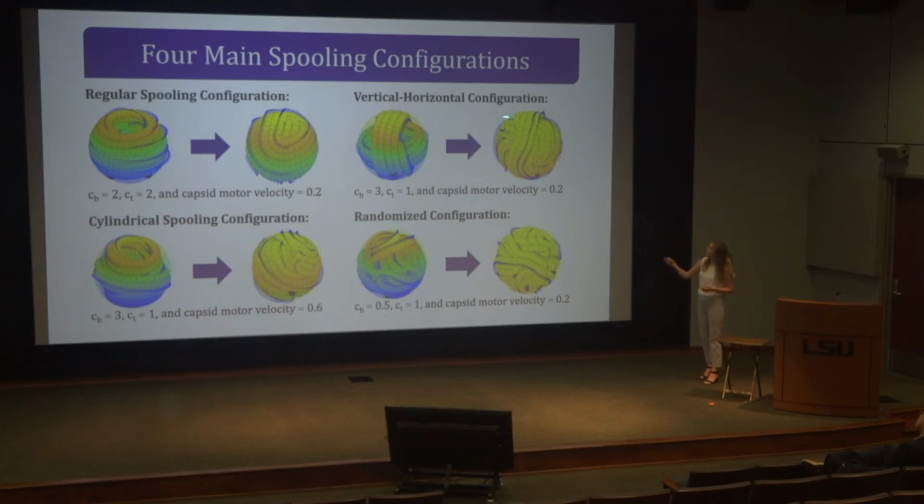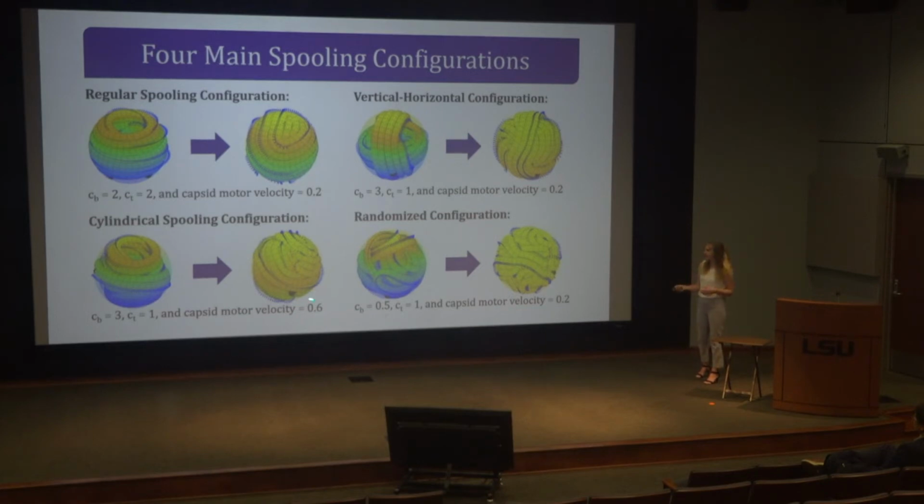Right here we have the vertical horizontal configuration. These vertical spools occurred first, and then as the strand was being packed into this capsid, a kink occurred in the strand and it made these horizontal spools. This, again, was at a relatively low motor velocity, and the bending constant to the torsion constant is 3 times higher.